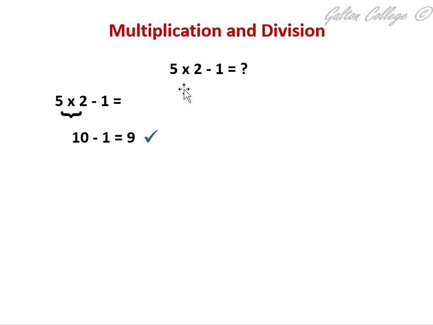2 times 5 minus 1. 5 times 2, 10. Take away 1, 9. That's correct. Five times 2 minus 1. 2 minus 1 is 1. 1 times 5 is 5. That is wrong. Wrong, wrong, wrong. Don't do it. Multiplication and division before addition and subtraction. Remember it.